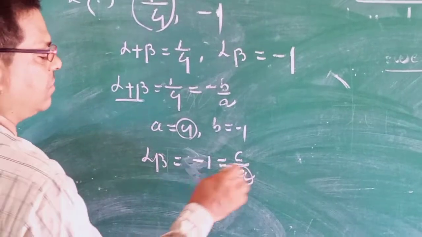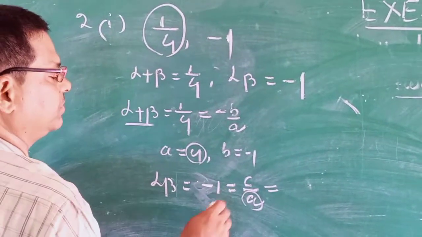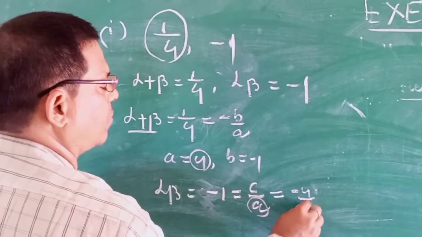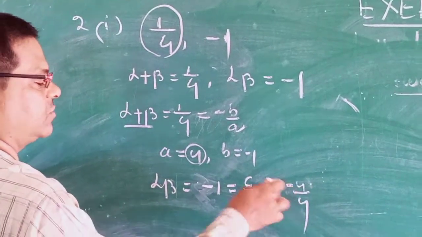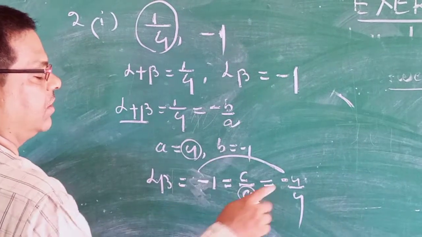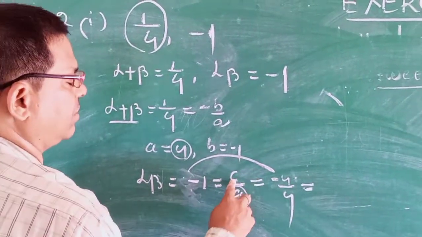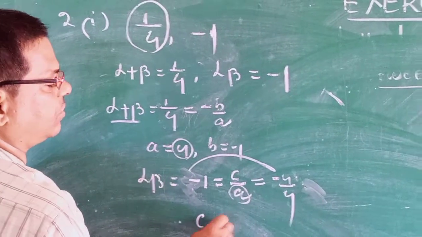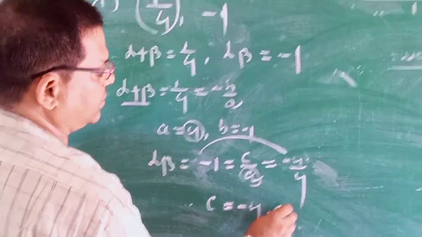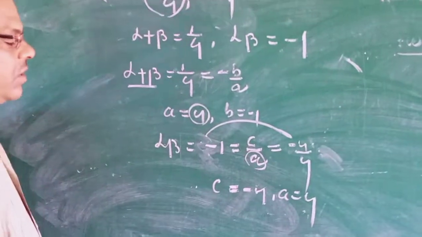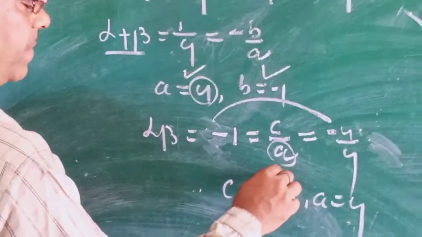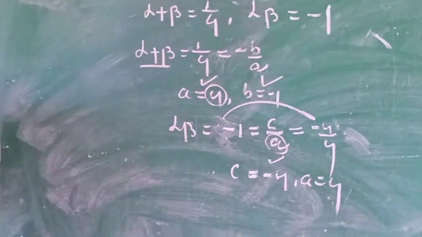So how do you write this one? Now if I write this as minus 4 by 4, because minus 4 by 4 is minus 1, so minus 1, minus 1, same thing. Now in place of c, you can write it equal. Therefore your c is equal to minus 4 and a is equal to 4. So we got a is equal to 4, b is equal to minus 1 and c is equal to minus 4.